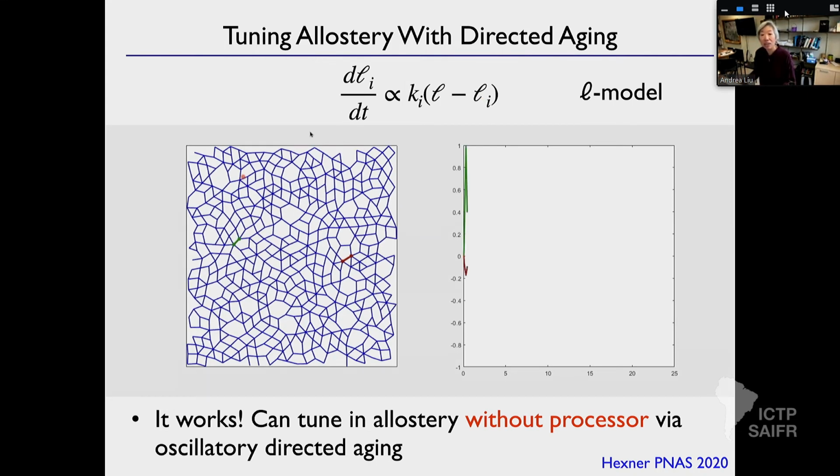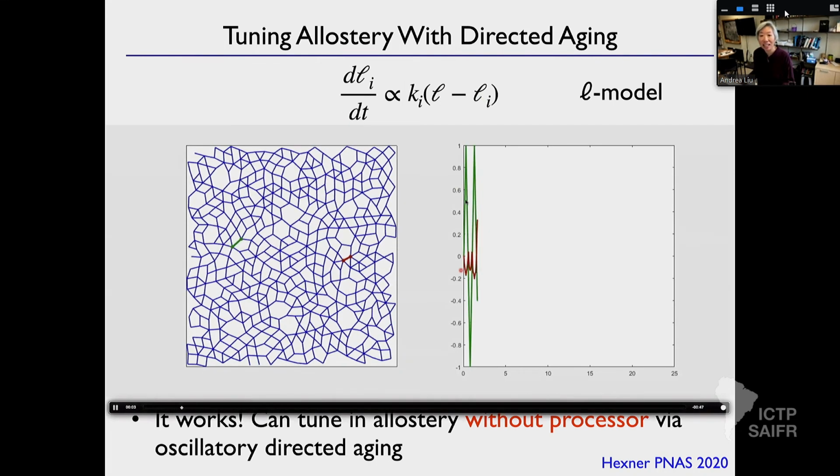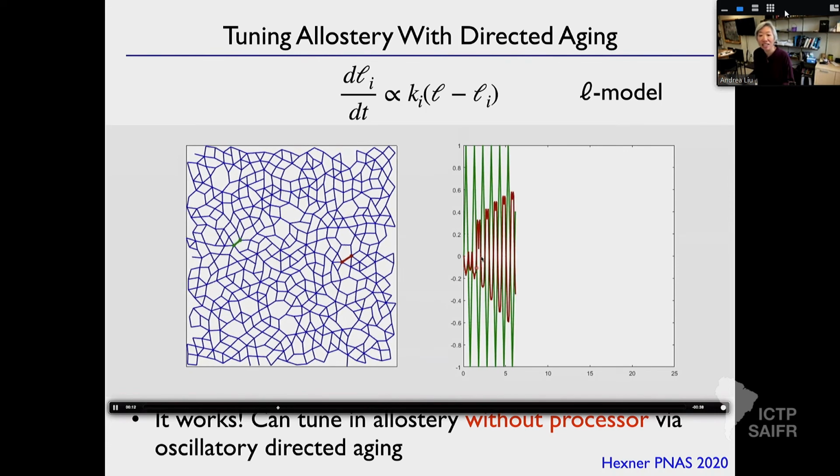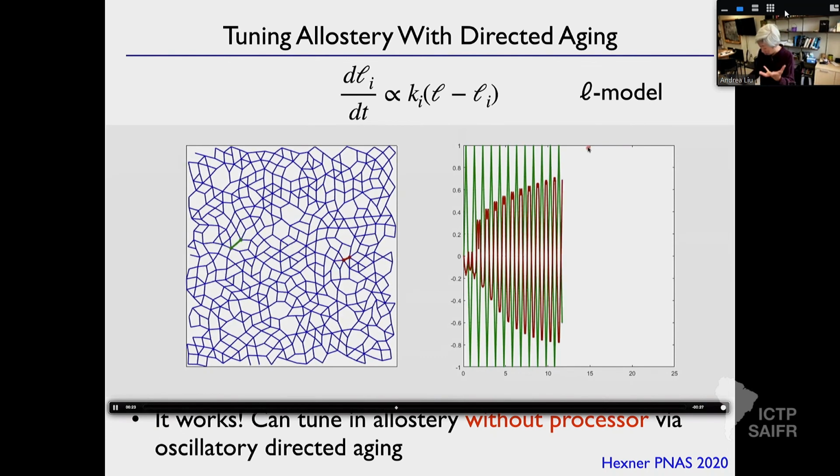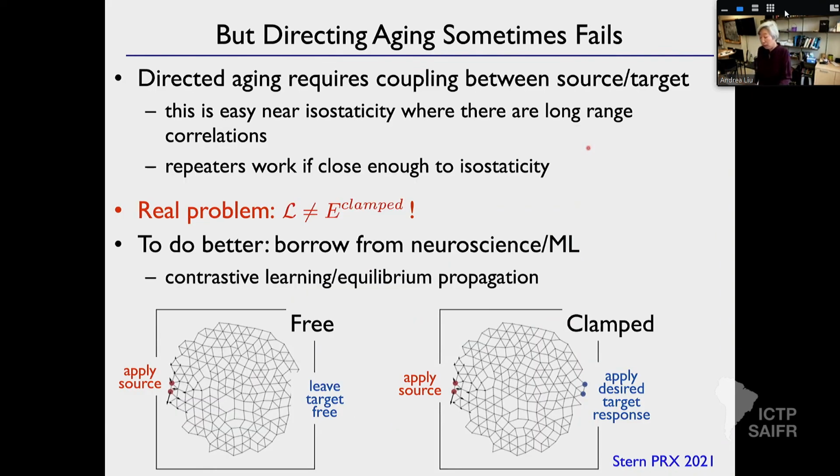And so there's a readout. So the green is the strain at the source. The red is the readout strain at the target. And what you see is that it's going up and up as you train it, and it eventually reaches 1. Okay, the strain at the target after many cycles eventually reaches the desired target strain of 1. So you get allostery. So that's great, except that it doesn't always work.